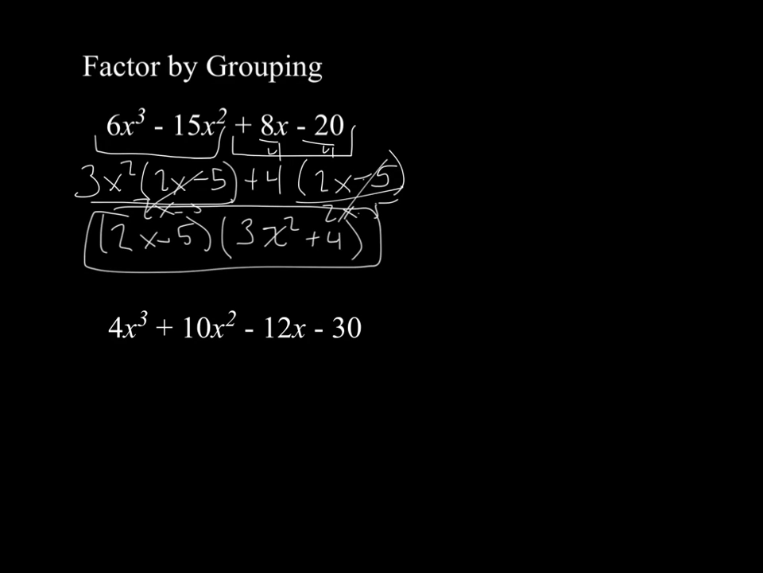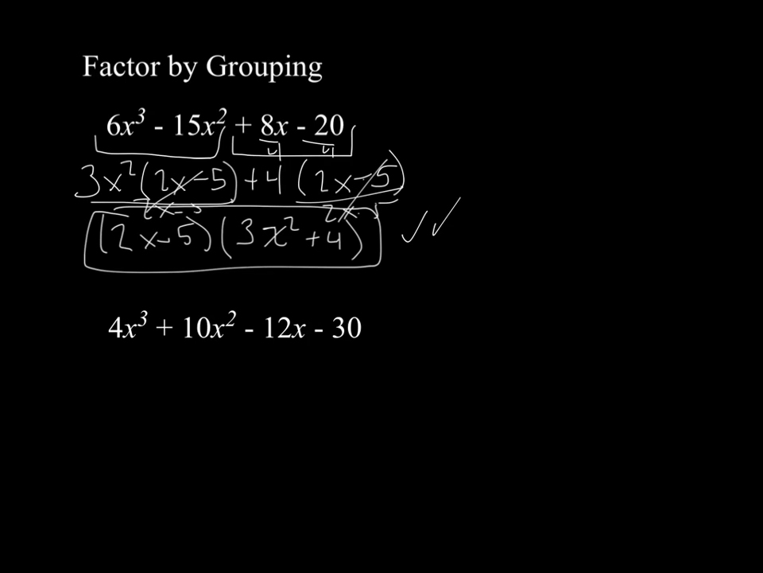And I can double check it by doing first, 2x times 3x squared does give me 6x cubed. Outer, 2x times 4 gives me 8x. Inner, negative 5 times 3x squared is going to give me negative 15x squared. Last would be a negative 5 times 4, which gives me the negative 20. So that does double check as my answer there.